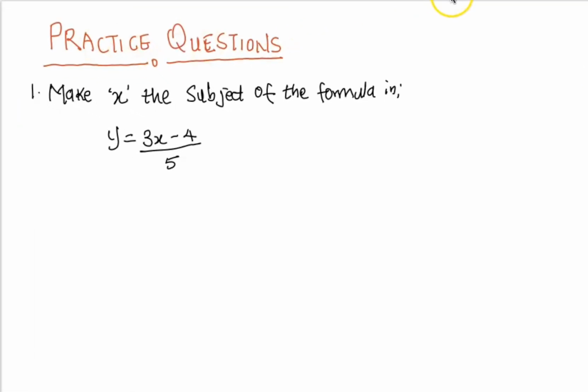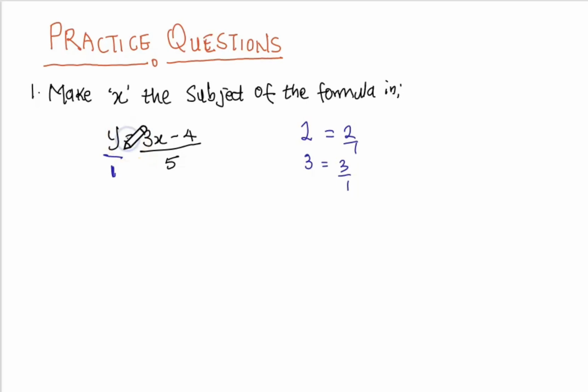So in this section, we are going to play with some practice questions. Our first question says, make x the subject of the formula in this equation: y = (3x - 4) all over 5. What we are going to do is simple. If you have a number or a variable standing on its own, just make it over 1. It's just like having 2; 2 can also be written as 2 over 1. Or 3 can also be written as 3 over 1. So when we have this, we can just put an over 1.